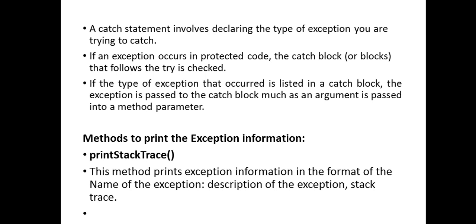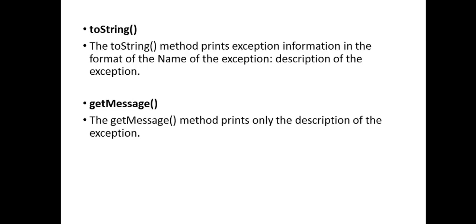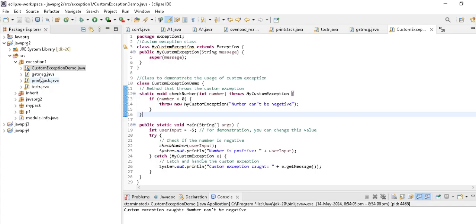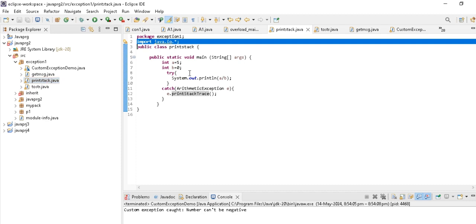Okay, so printStackTrace is one method to display exception information. The second method is the toString method, and the third one is the getMessage option. So let's see the example. First of all, we'll see printStackTrace.